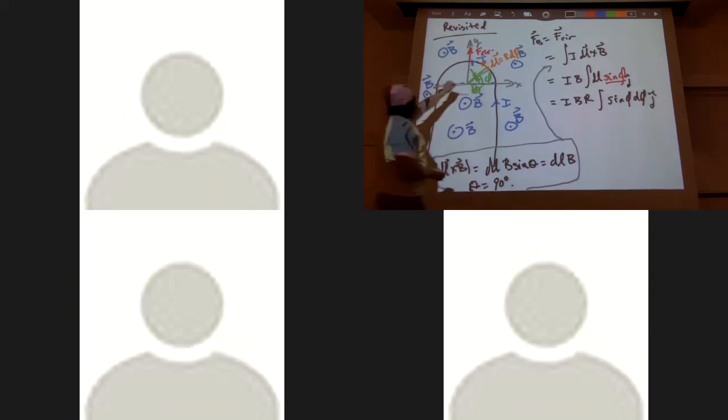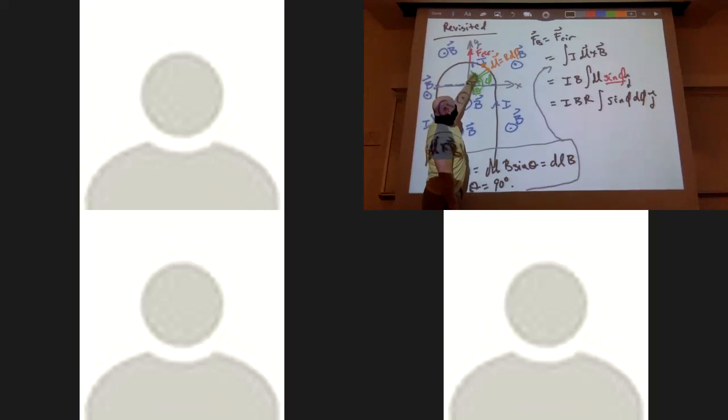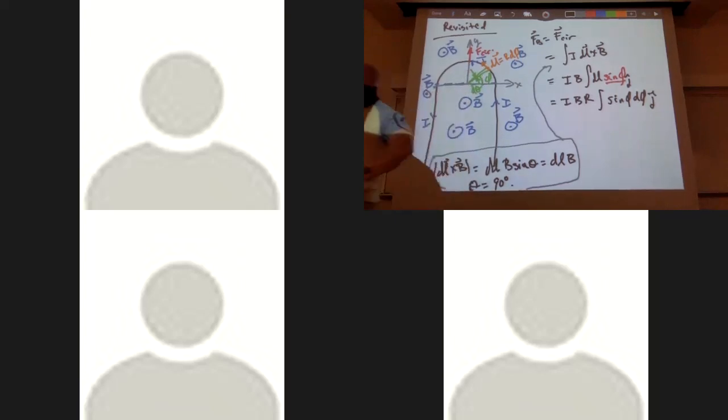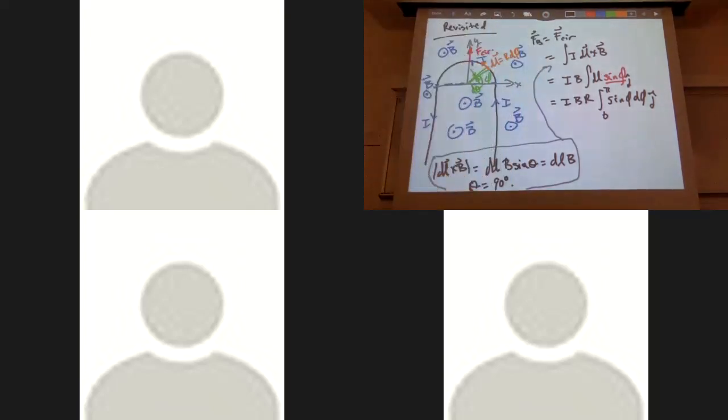Now here we're going to integrate from, the current is going, in this case, from 0 to pi. So we have to integrate this over the angle from 0 to pi. Okay, so this was the mistake I made last time. I apologize for that. Apparently my brain didn't start yet, but these things happen. Okay. So good. So this is a nice simple integral. What's the integral of sine? Negative cosine. So this is equal to negative IBR cosine of phi evaluated from phi equal to 0 to pi.